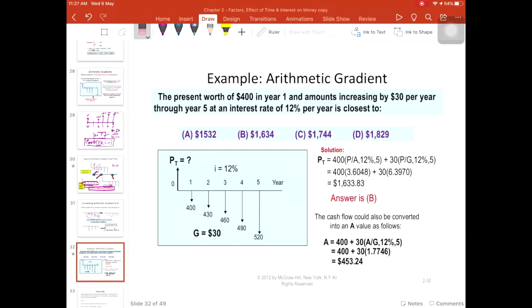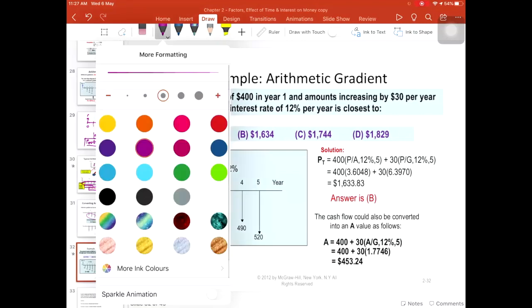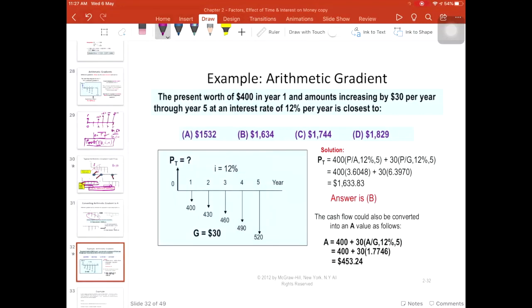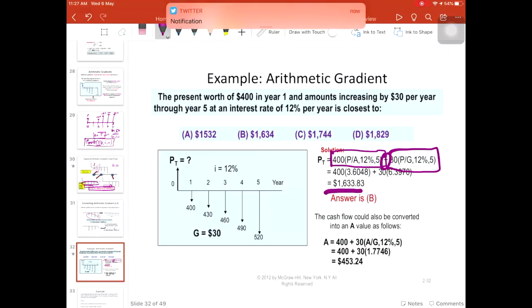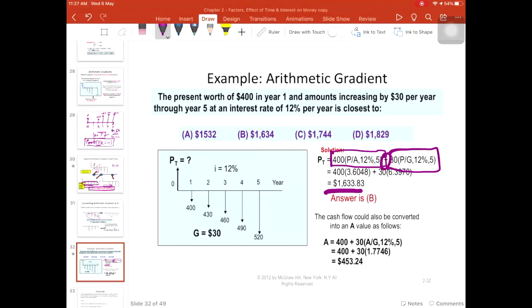So for the base one, it is 400 ringgit, P over A, 12%, year 5. And because the gradient is positive, it is 30 ringgit PG, now remember PG for the gradient, 12%, year 5. And then you will get the total P, which is 1,338.83 ringgit.